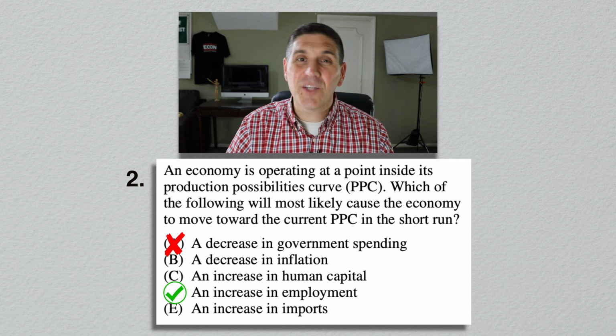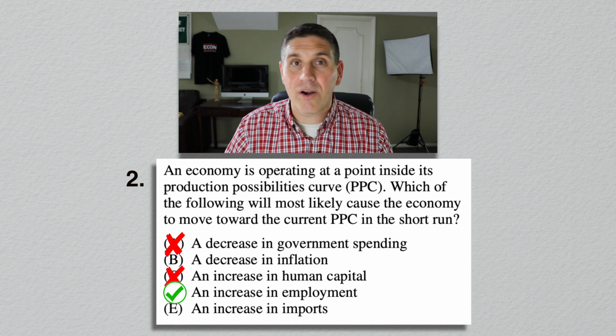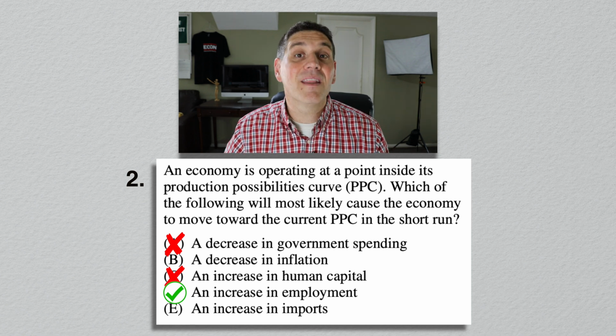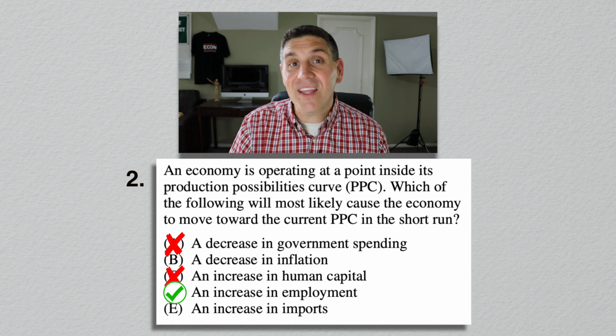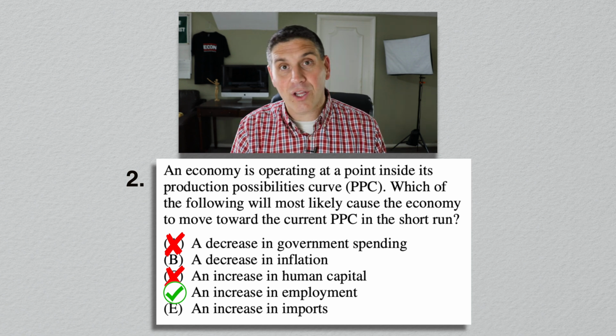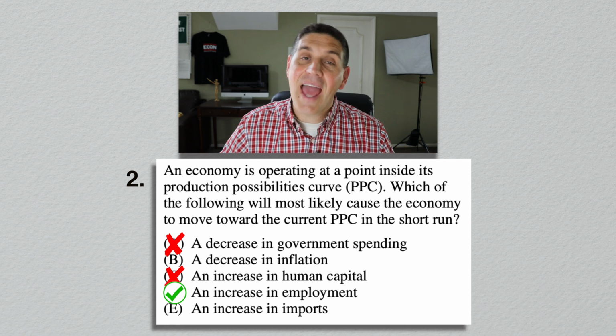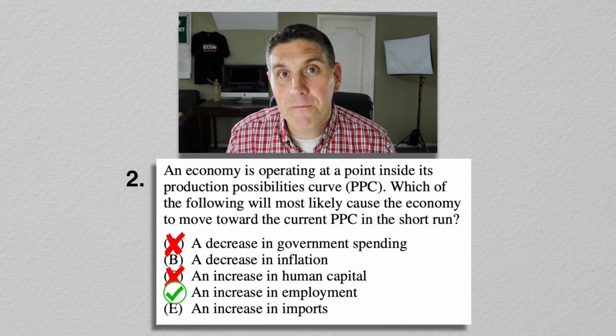Now, a common mistake here is putting the answer C, increasing human capital. That's the idea of making workers smarter, better, giving them better skills, making them more productive. That would actually shift the entire curve. That's not the concept we're talking about. We're talking about a point in the curve, trying to get to the curve, not a shift in the curve. So again, the answer is D, and here's 2 more questions. Good luck.